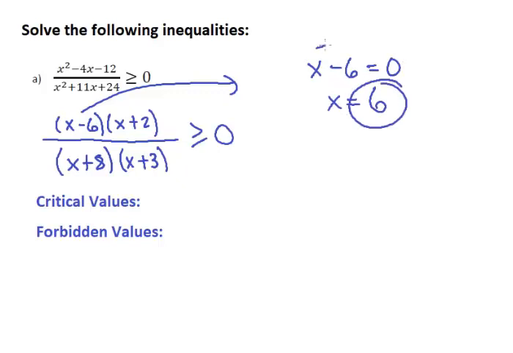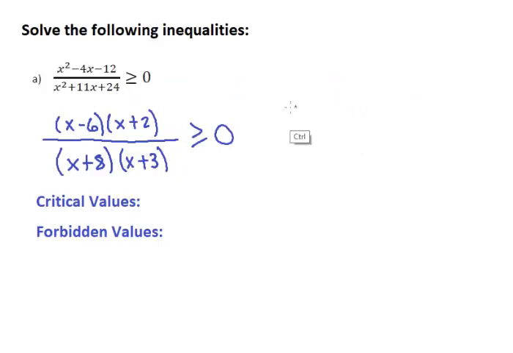Now, this only happens when the x has no number attached to it. So in order to avoid this process, we can simply put the opposite number and we'll be fine as long as the x doesn't have anything weird in there. So critical values will be, in this case, positive 6 and negative 2. The forbidden values are the ones at the bottom. Forbidden values in this case will be negative 8 and negative 3.